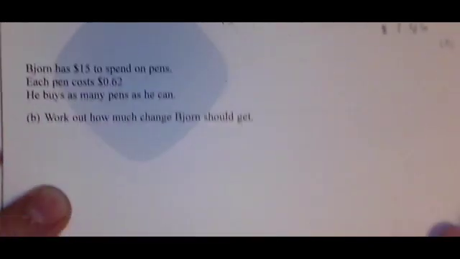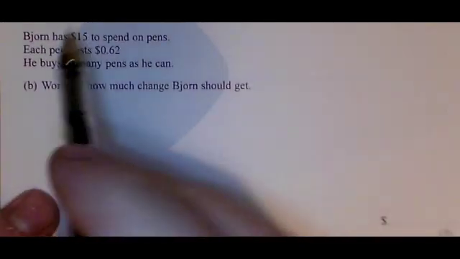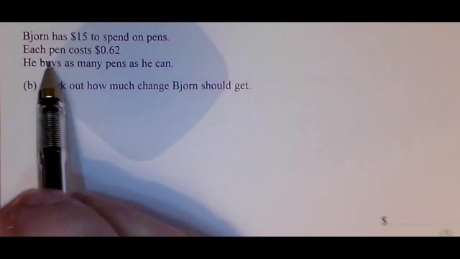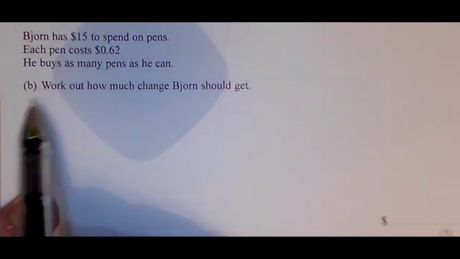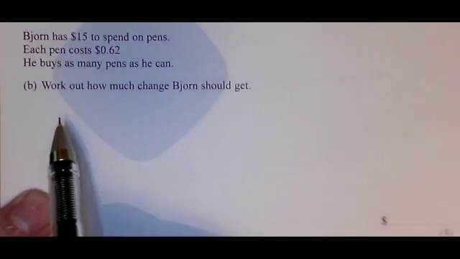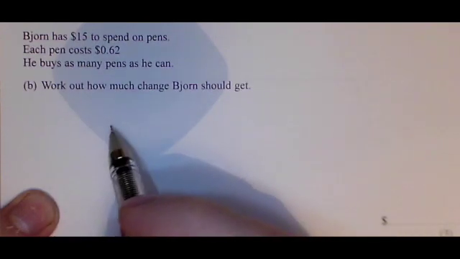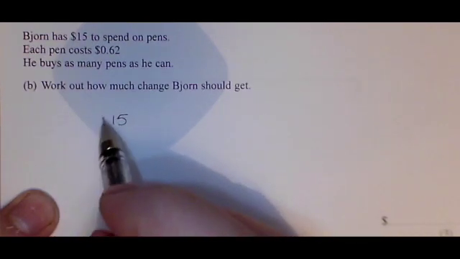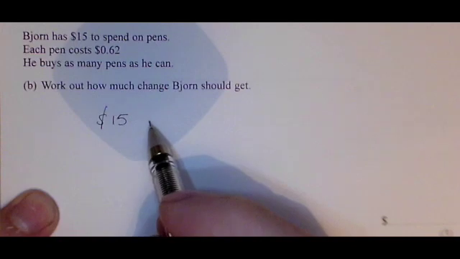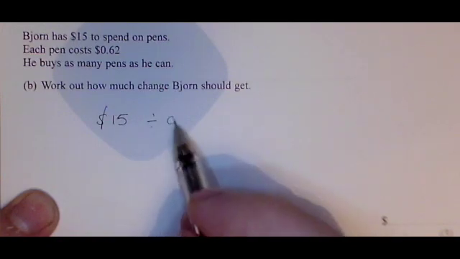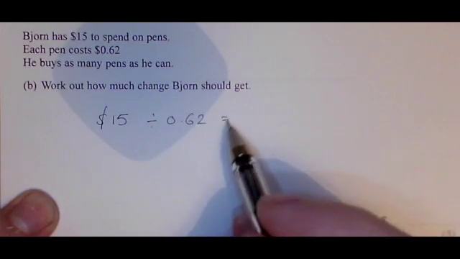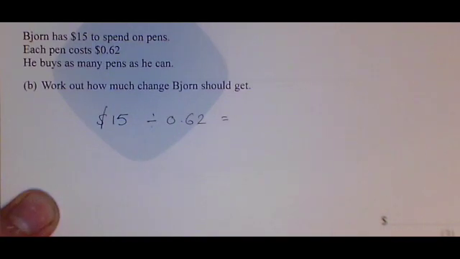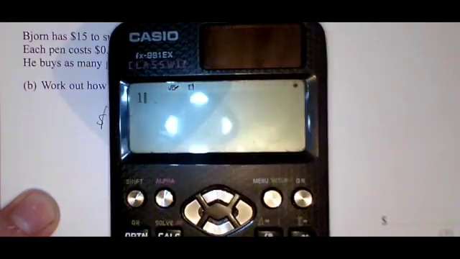Let's have a quick look at part B. Jorn has $15 to spend on pens. Each pen costs 0.62. He then buys as many pens as he can. Work out how much change he gets. So $15, and we're going to divide that by 0.62, aren't we? That will tell us how many whole pens he could buy. And presumably it's not going to be a nice number, because we're going to get some change.